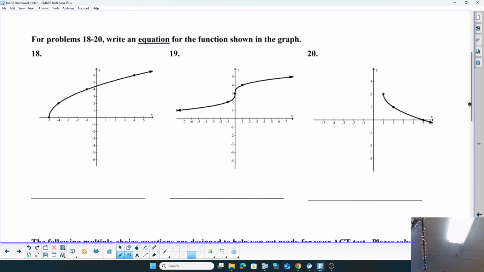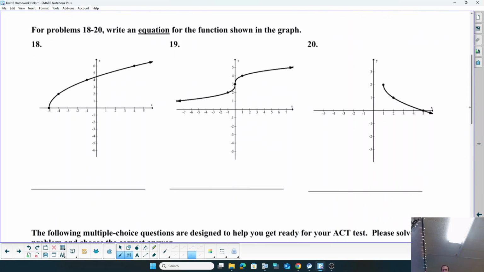Okay, problems 18 to 20. Write an equation for the function. Ooh, this is a good one. So how do you come up with the equation? Well, is it square root, cube root? Is it quadratic? Is it actually the third power? So interesting. This one is at -5, 0. That's our starting point. So y equals the square root of x plus 5, because this is -5, 0. That's the starting point.